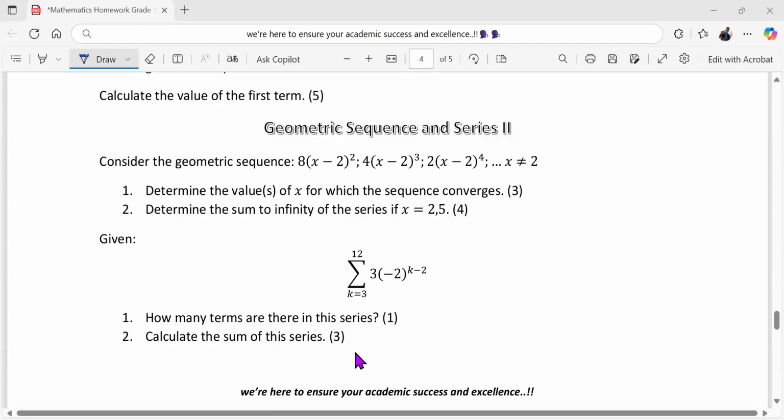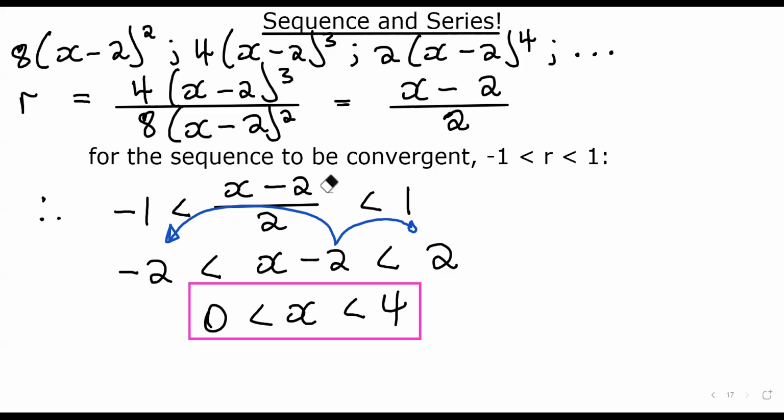Then the question says, determine the sum to infinity of this series if it is given that x equals 2.5. Okay, so in order for us to find the sum to infinity, we actually need to know the constant ratio as well as the first term. So we already know the constant ratio, but in terms of x, so we need to find the actual constant ratio.